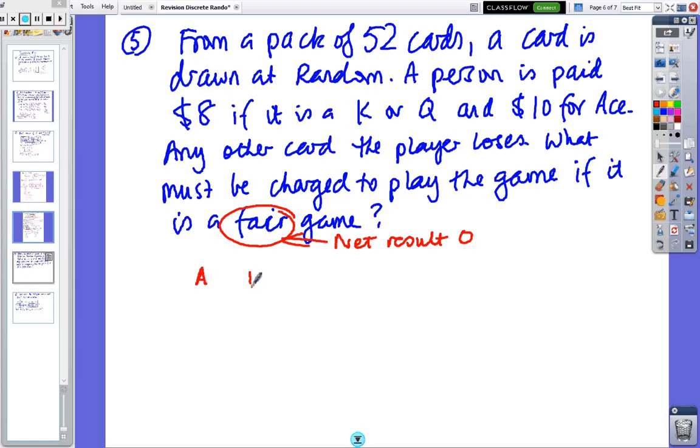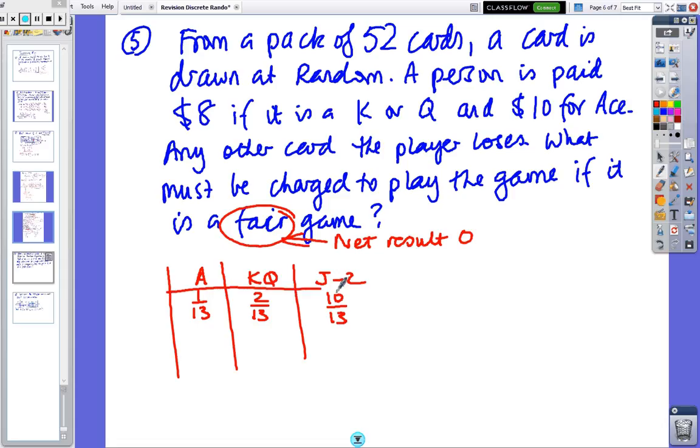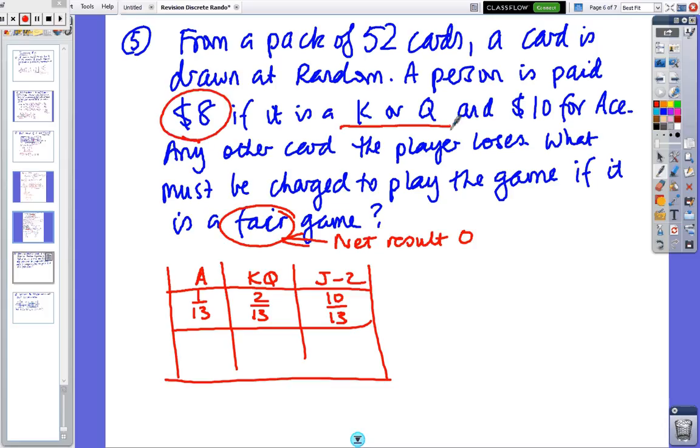Okay, so ace, king, queen we'll put together, and then jack to 2 we'll put together, as all those other cards. So there's a 1/13 chance of getting an ace, there's a 2/13 chance of getting a king or a queen, and there's a 10/13 chance of getting anything else. Okay, so they're the outcomes. If you get a king or an ace, you get $8, you get $10 for an ace, and we lose.